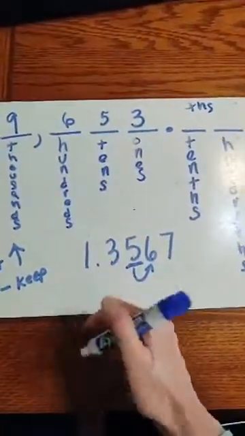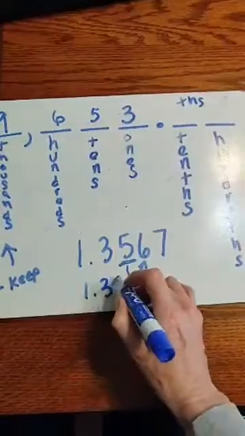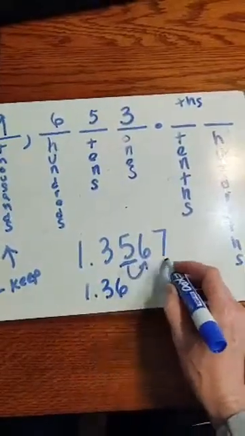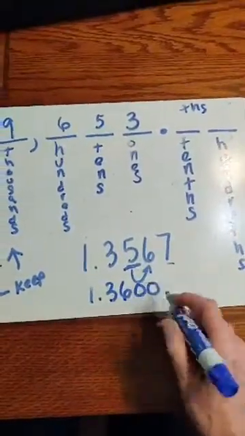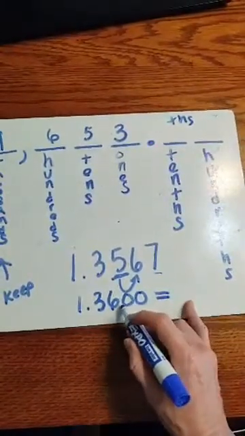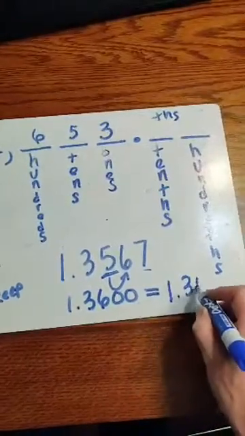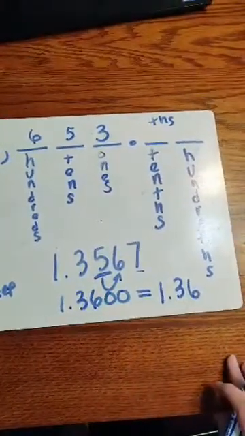So to the left stays 1.3. I said this is going up. And everything behind it becomes zeros. Okay? And that is the same as, because remember, after a decimal, those zeros on the end we can take off.